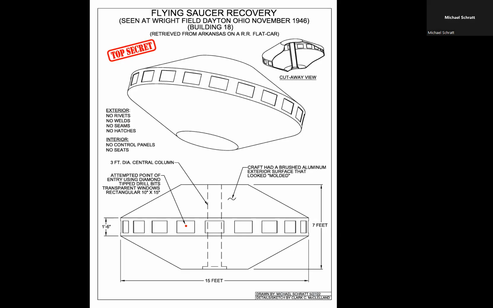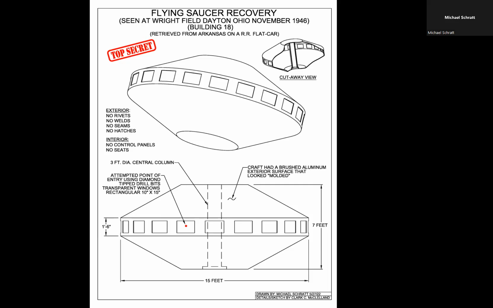In the original report, it states there were no rivets, no welds, no seams, no hatches. On the interior, there were no seats and no control panels. It was like an antiseptically sterile environment. In the very center of this craft, there was a column about 3 feet in diameter that rose from the base on the interior all the way up to the roof. In the upper right-hand corner, I've peeled back the skin to give you a cutaway drawing that shows this central column.